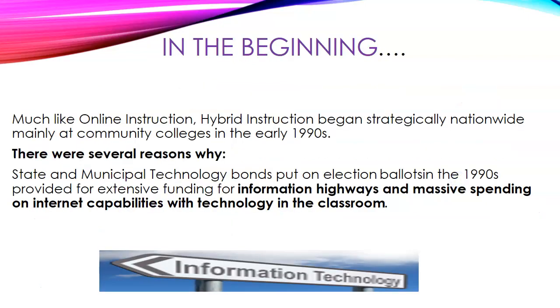Let's start with the beginning, the historical foundation. So, much like online instruction, hybrid instruction began strategically nationwide, mainly at community colleges in the early 1990s. There were several reasons why this began at the community college level. Many state and municipal technology bonds were put on election ballots in the 1990s. This was providing extensive funding for information highways and massive spending on internet capabilities with technology in the classroom.